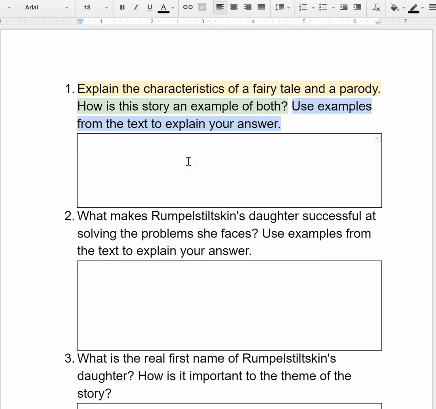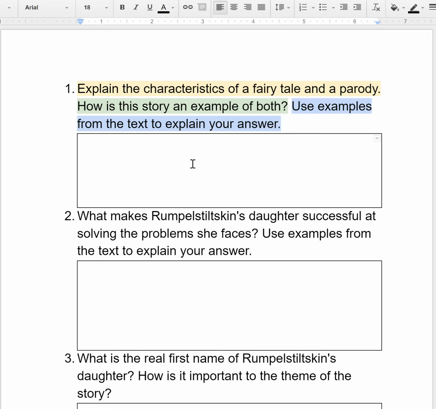Okay, so let me give you an example of that. Characteristics of a fairy tale. Well, on page 276, it says a fairy tale features imaginary characters and takes place long ago. It has a plot with a conflict between good and evil. And then it says a parody is a humorous imitation of another recognizable work. So, fairy tales are stories with imaginary characters that take place long ago and involve good versus evil.